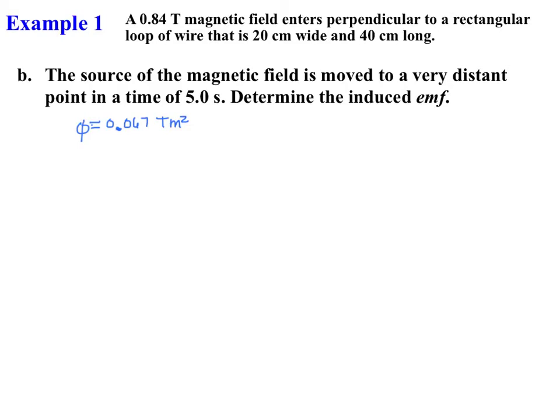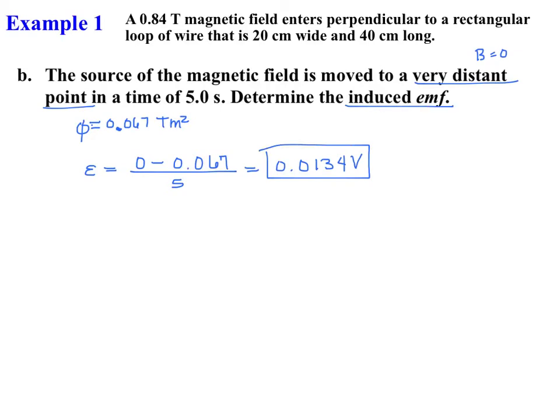Here's the continuation of the problem. Here, the magnetic field is being moved to a very distant point. That means that my magnetic field is essentially 0. So if I want to solve for my induced EMF, my flux when my magnetic field is equal to 0 would be 0. My magnetic flux at the beginning was 0.067. And the time it takes for this to happen is 5 seconds. So I get 0.0134 as my potential, or induced EMF.